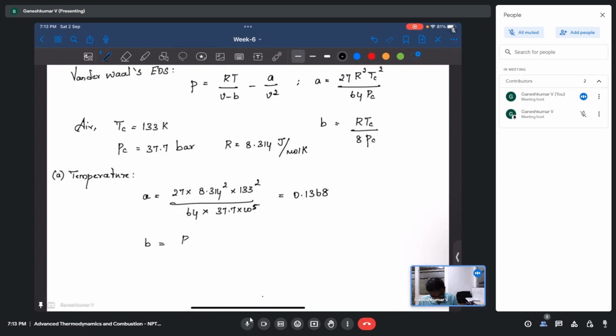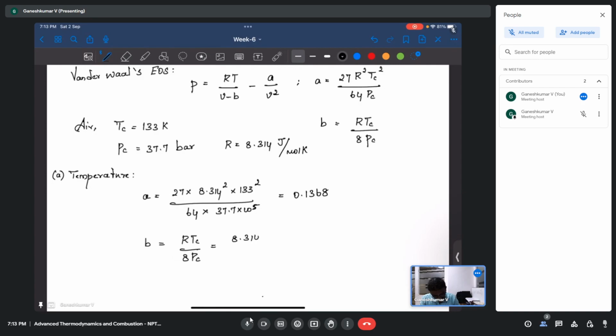Similarly, let's find b. b is nothing but R TC by 8 PC, which is 8.314 into TC 133 divided by 8 into 37.7.